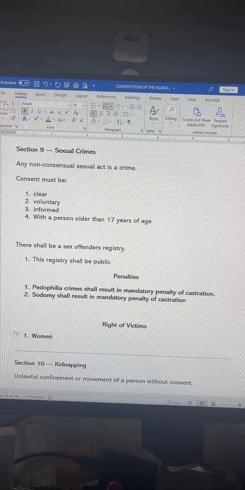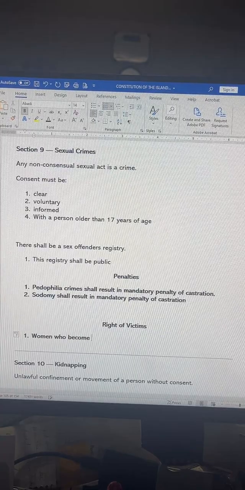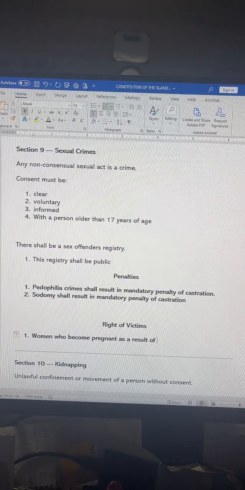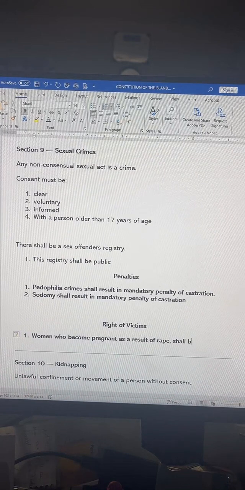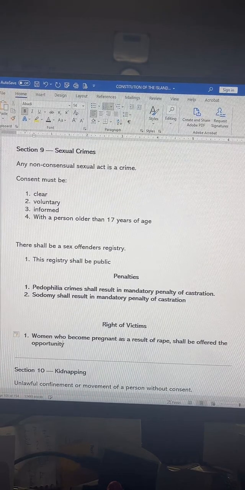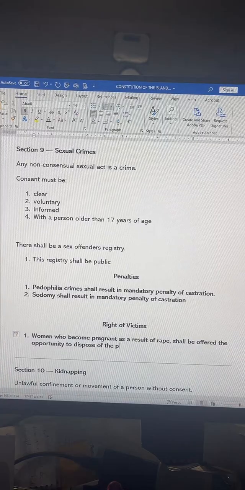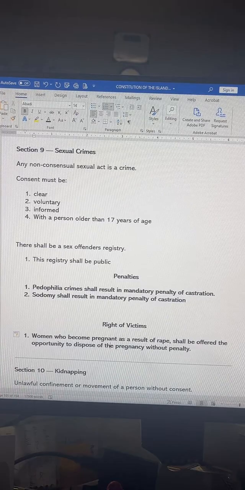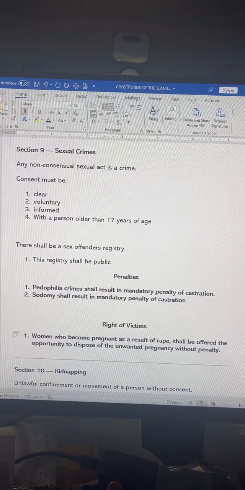One, women who become pregnant as a result of the offense shall be offered the opportunity to dispose of the pregnancy without penalty. So that would cover that.